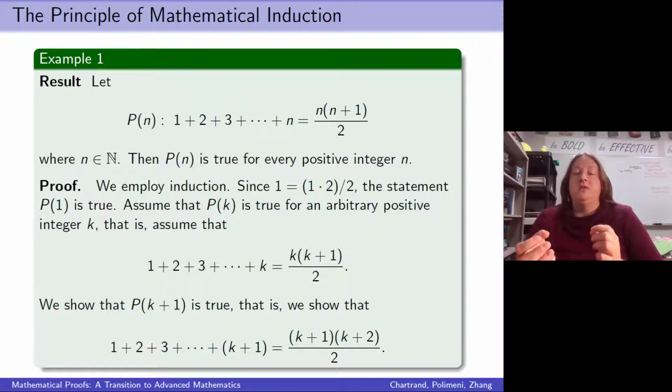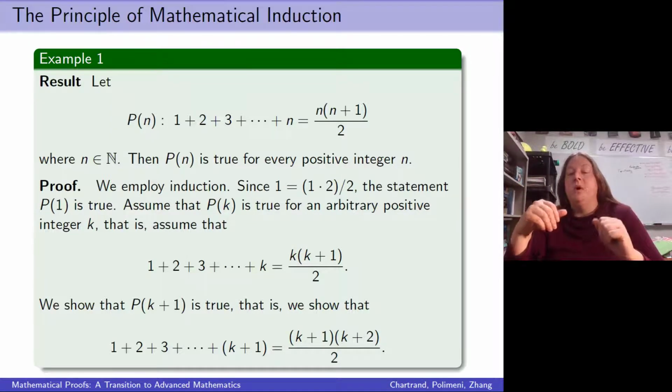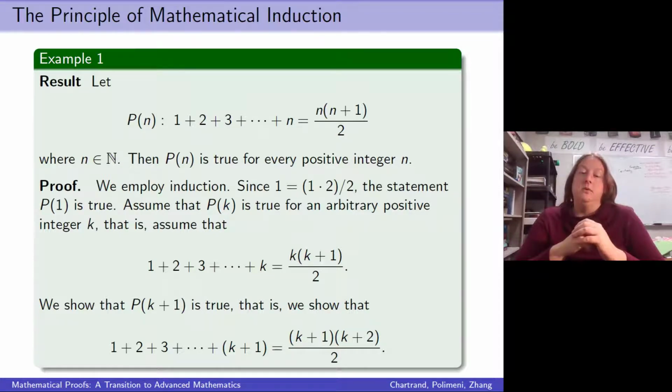Well, assuming P of k is true, we're plugging k in for n now. So we'll have the sum of the integers 1 to k equals k times the quantity k plus 1 divided by 2. And we're going to be able to use that equation to prove that P of k plus 1 is in fact true. So P of k plus 1 says that the sum of the integers 1 to k plus 1 is going to equal the quantity k plus 1 times the quantity k plus 2 divided by 2.